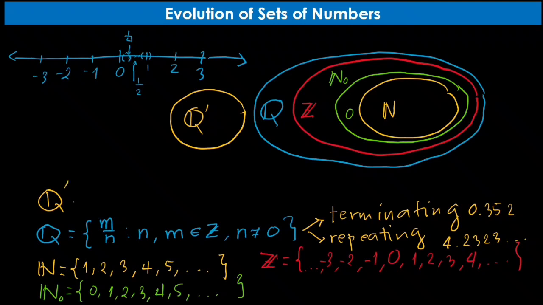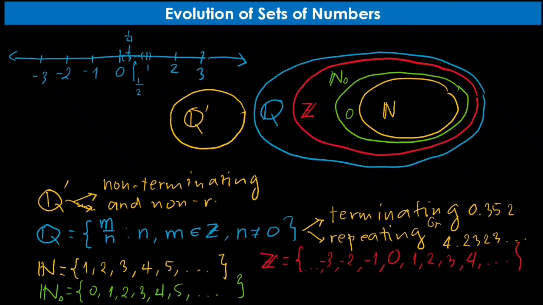But if you express this into decimals, this is the opposite of the terminating and the repeating. So this is terminating or repeating. This one is the opposite: non-terminating, and it's the same, non-terminating and non-repeating.